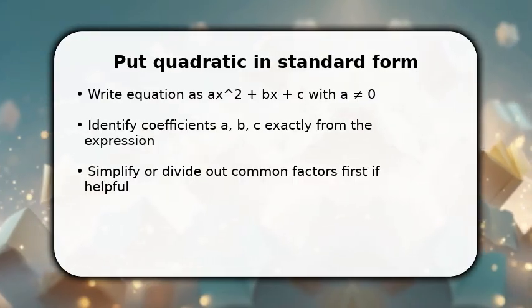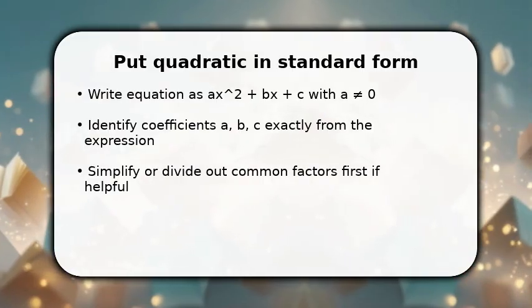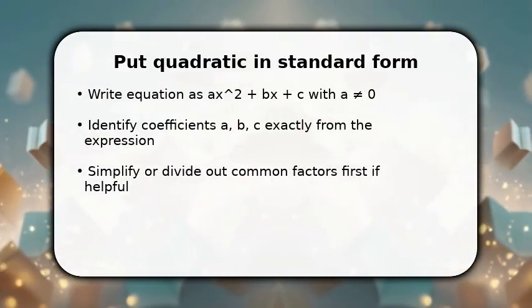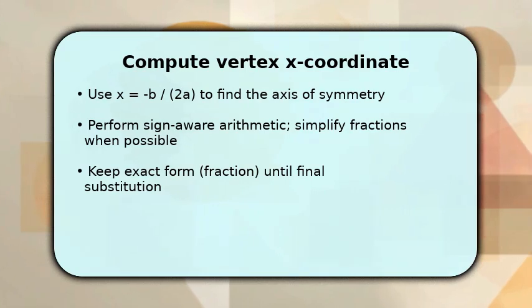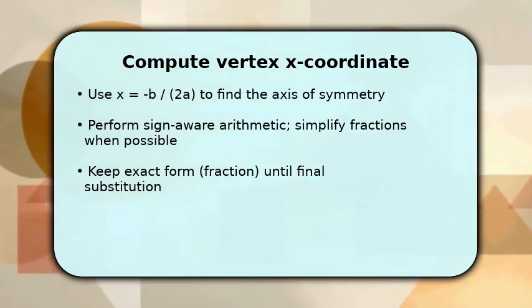Now you're ready to compute the axis of symmetry using the coefficient values. Perform the arithmetic step by step and keep signs correct. You now compute the x-coordinate of the vertex with x equals -b over 2a. This is the only reliable route for a standard quadratic. Make sure to handle negative signs.